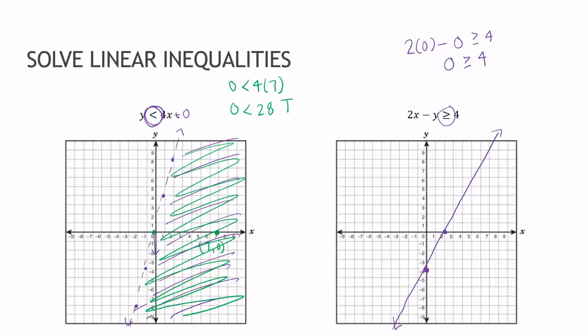Is 0 greater than or equal to 4? No, it's not. So 0, 0 was my test point. It was false, so 0, 0 shouldn't be shaded. So everything on this side will be shaded. Notice, again, I could not have used that trick because y was not by itself.